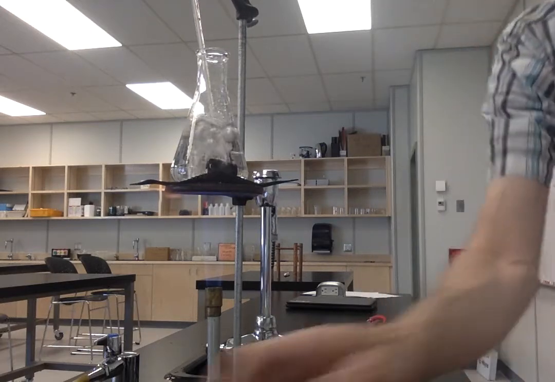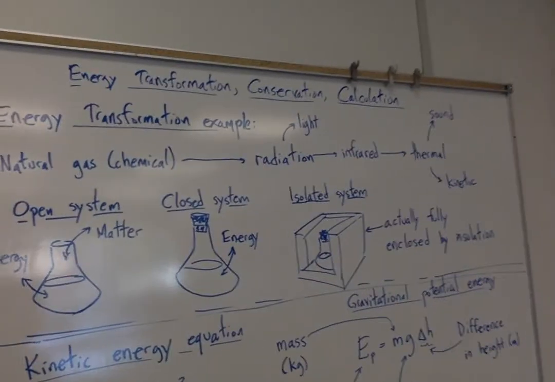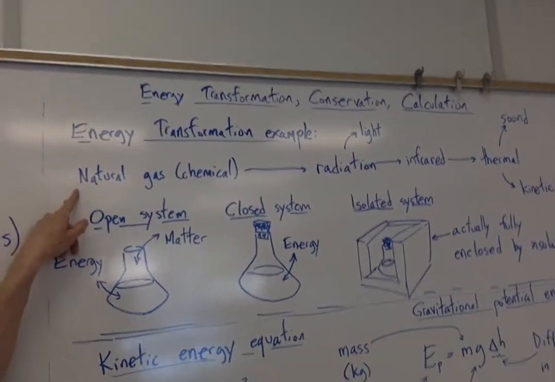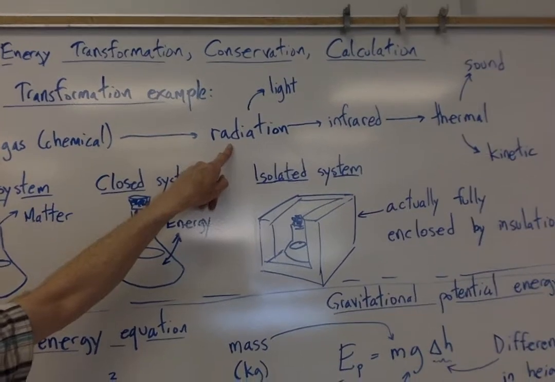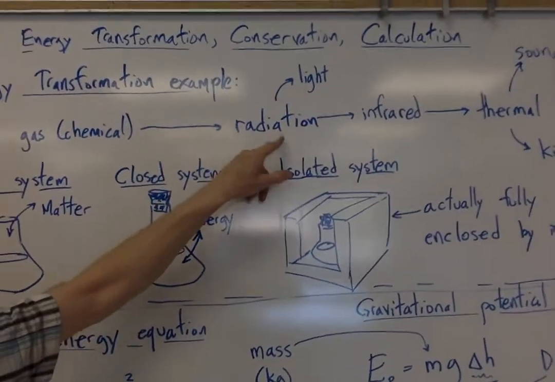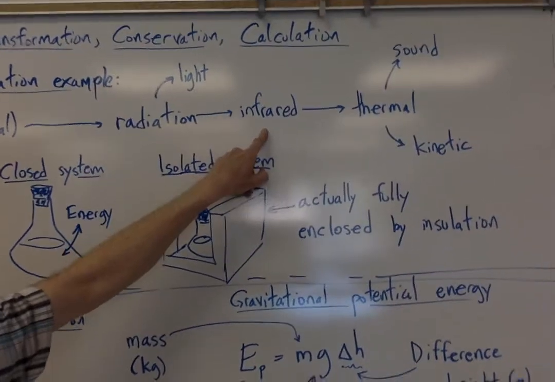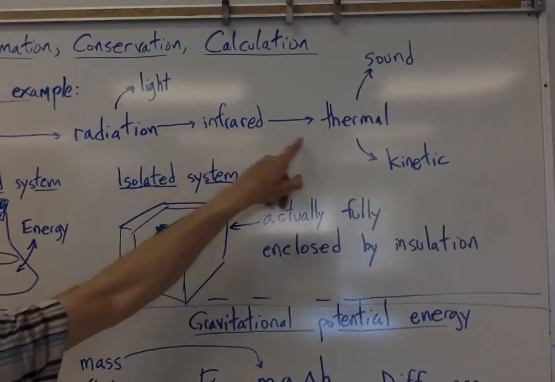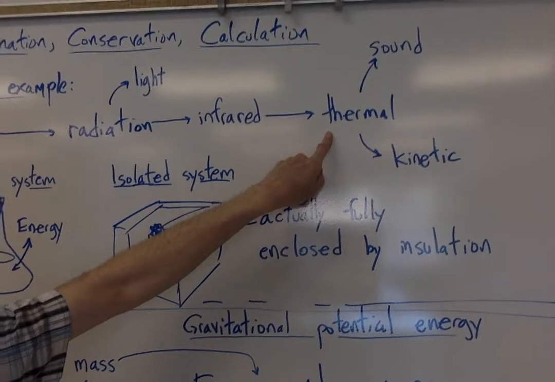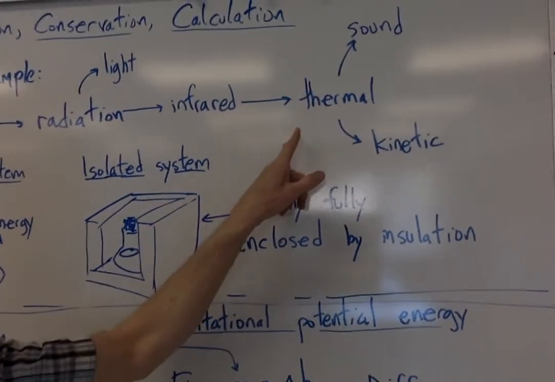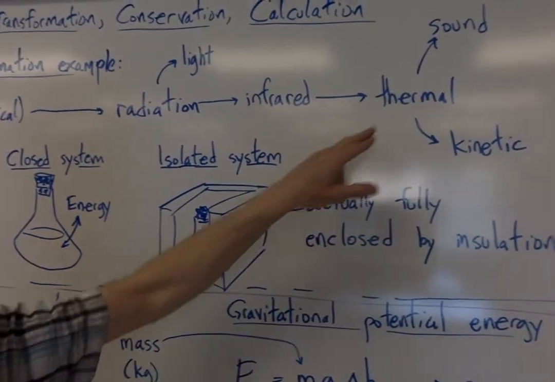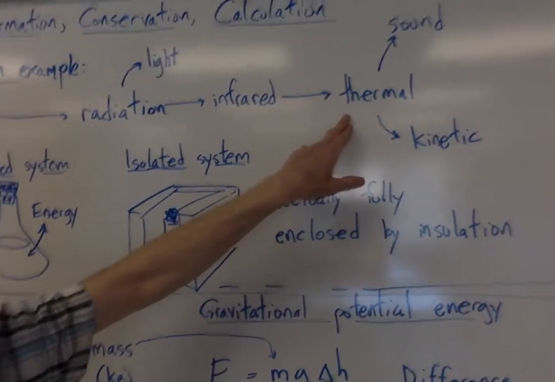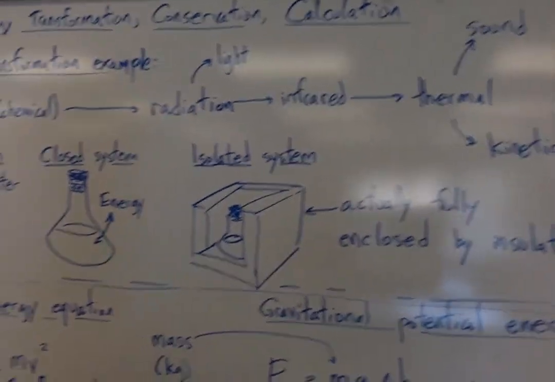Here, I outline it right here. For our energy transformation example, we're starting with natural gas, chemical potential energy. It's transformed to radiation. Some of that is released as light energy. Some of that radiation is infrared. That infrared radiation is released instantly as thermal energy. Some of that is released as sound, as you could hear, but some of it's released as kinetic energy. And of course, that thermal energy is being transferred from the air to the water.